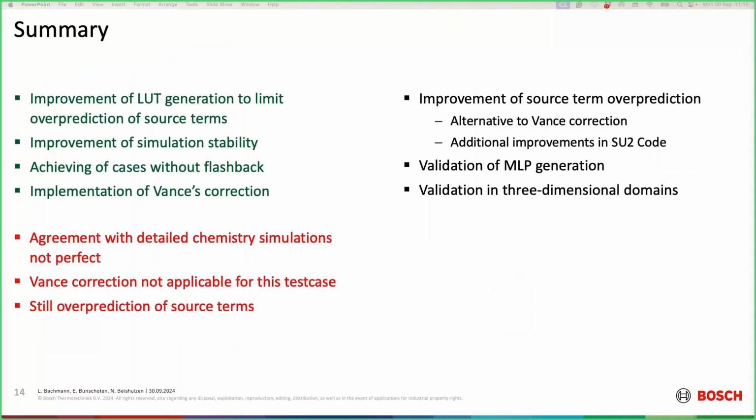So to sum up, we were able to improve the lookup table generation to limit the overprediction of the source terms. We also were able to improve the simulation stability, and we were able to achieve cases without flashback, which was an improvement. And we also implemented the Vance correction.